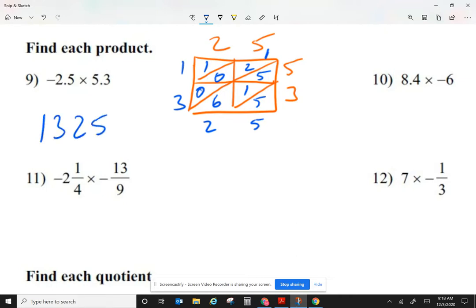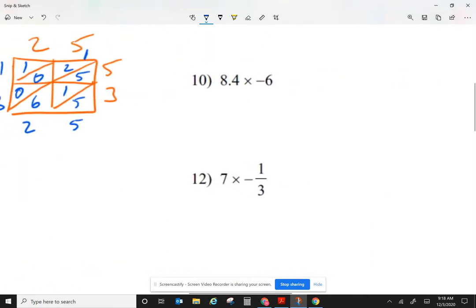When it comes to the sign, I'm going to say my answer is negative because my numbers to begin with had different signs. One of them was negative, the other one was positive. Now when it comes to the decimal point, I'm going to count the decimal places. My first number has one decimal place. And remember, decimal place is how many numbers after the decimal point. My second number has one decimal place. 1 and 1 combined is 2. So my answer should have 2 decimal places. And that's my answer, negative 13.25.